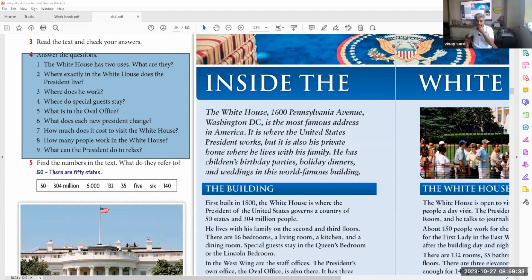The White House, 1600 Pennsylvania Avenue, Washington, D.C., is the most famous address in America. What is the most famous address in America?